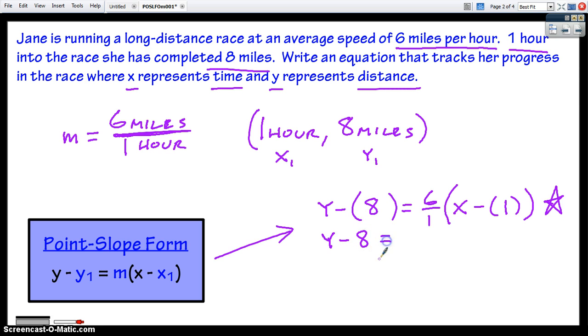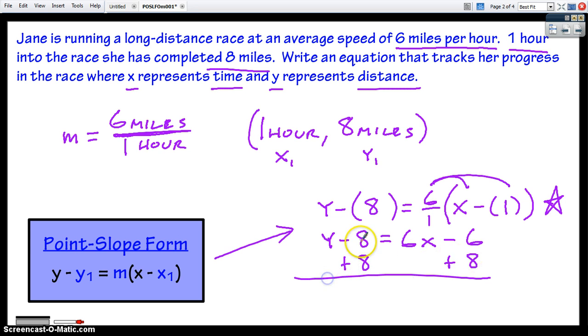So y minus 8 equals 6 over 1 is really just 6, and I've got parentheses here, so I'm going to do distributive property, which would give me 6x minus 6 times 1, which is 6. And then for slope-intercept form, of course, we need y by itself, so I'm going to add 8 to both sides. And we get y equals 6x, and then minus 6 and a plus 8 would be 2. Alright, so this is the same equation, just in slope-intercept form instead of point-slope form.